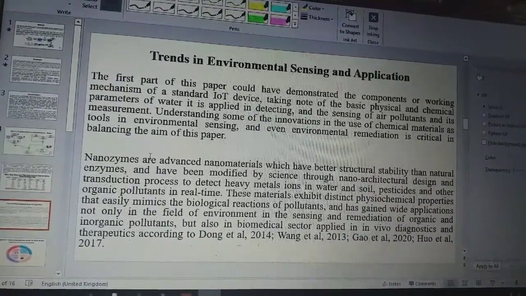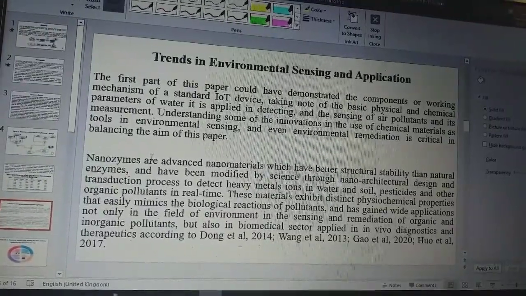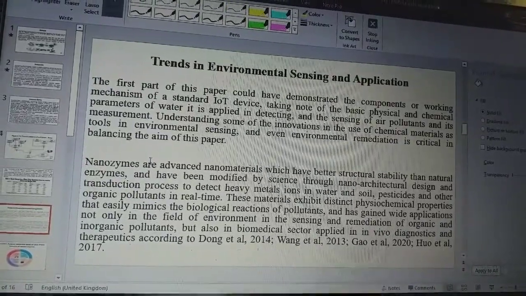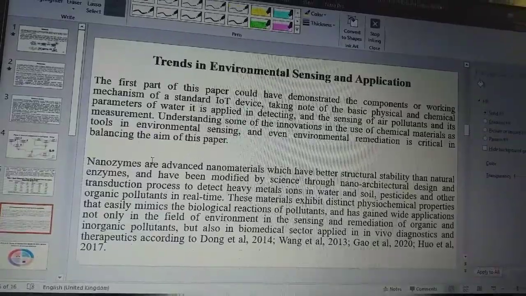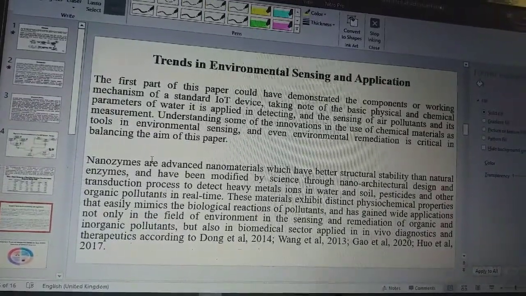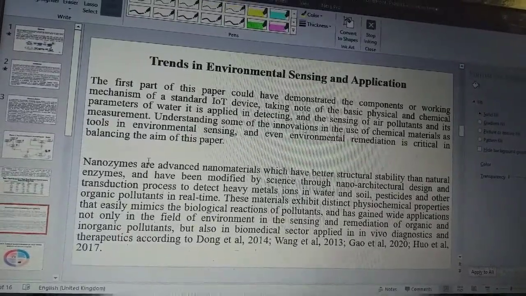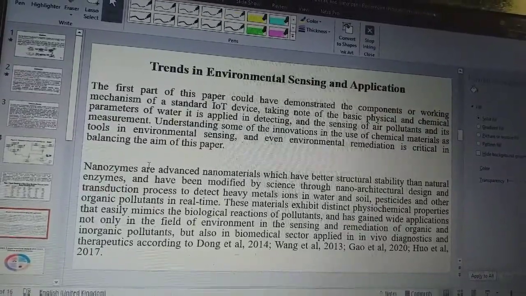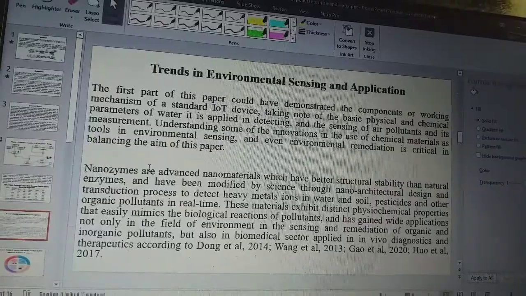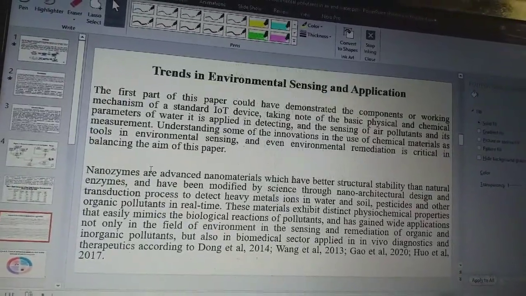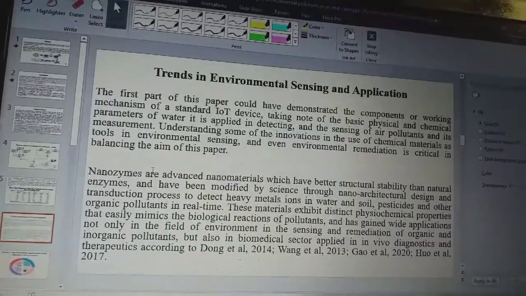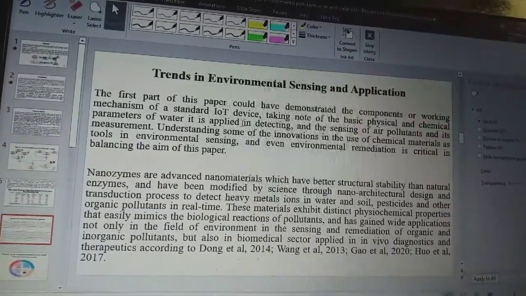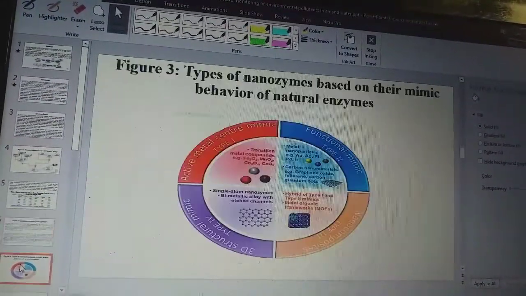Nanozymes are advanced nanomaterials which have better structural stability than natural enzymes. Basically, they detect heavy metal ions in water and soil, pesticides and other organic pollutants in real time. It is an innovative trend because it is faster in real time in analyzing, detecting or sensing pollutants than natural enzymes, but they imitate or mimic natural enzymes.